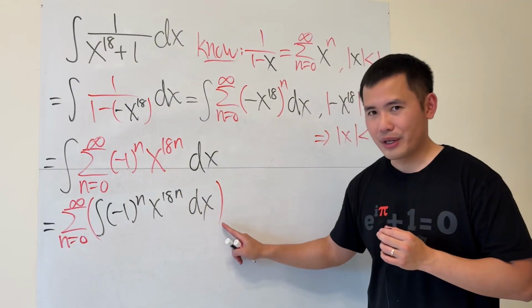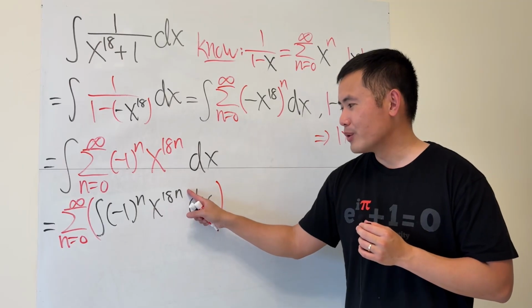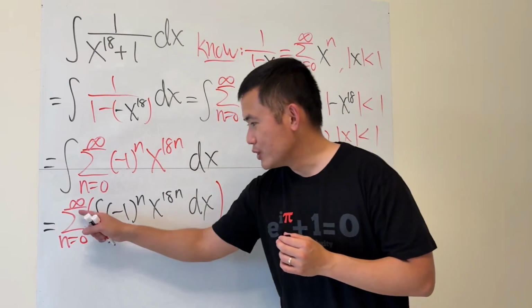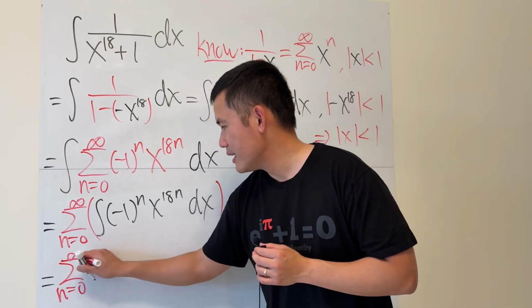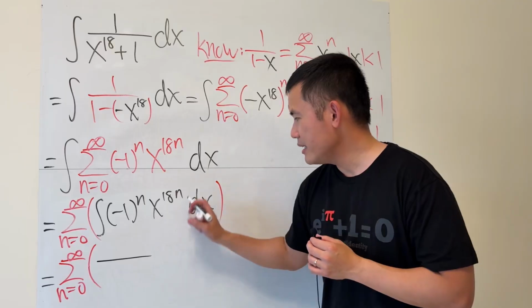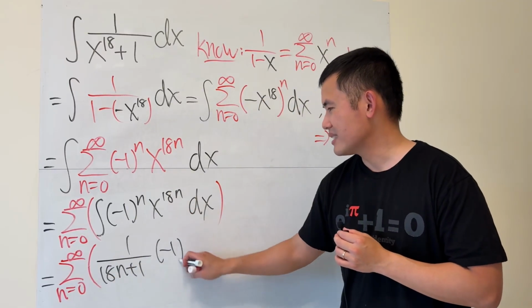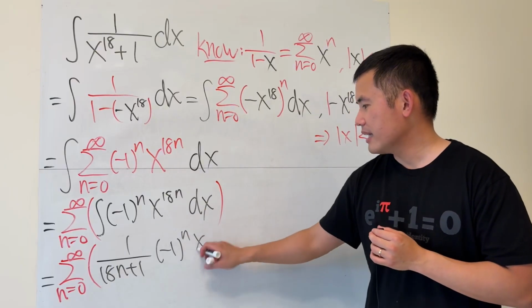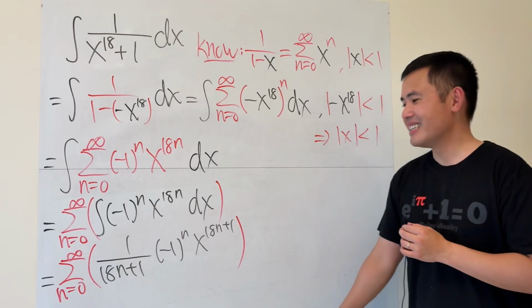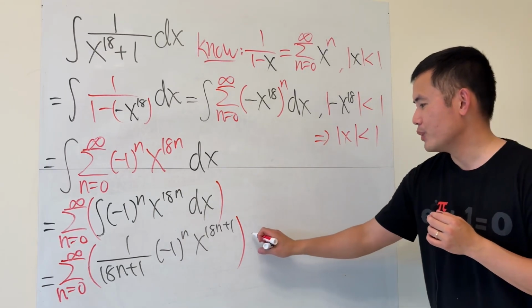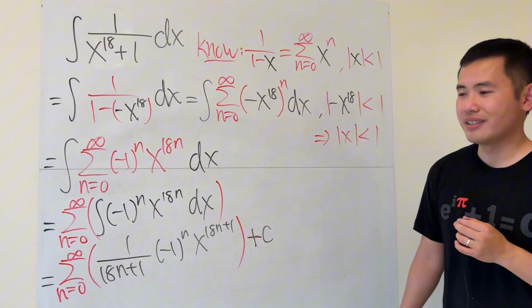So now we are looking at this right here. To integrate this, x to some power, just add 1 to the power and divide it by the new power. We still have the summation here though. So write that down. And then we will have the denominator being 18n plus 1. And then this right here stays because that's just like a constant. And then x to the 18n plus 1. Just like that. And of course, there's one thing that we need, which is the plus C on the outside of the summation. And that's it.